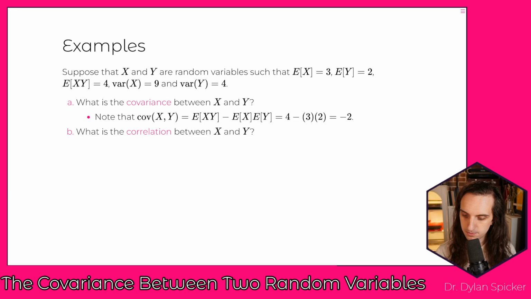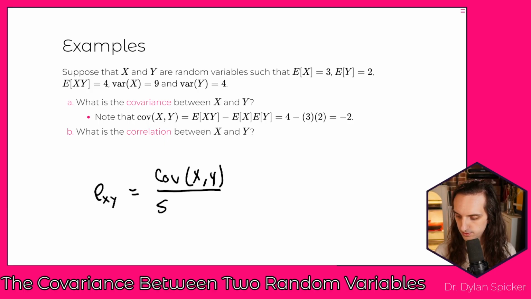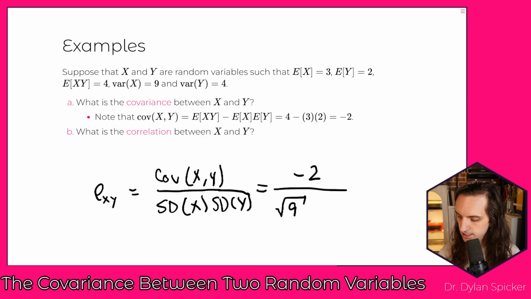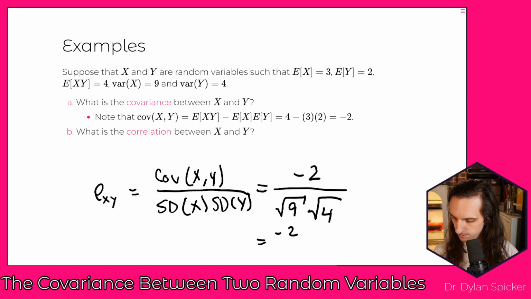Okay? And so we have a covariance of negative 2. Now, what is the correlation between x and y? Right? And so the correlation between x and y, which we could write down as rho with a sub xy if we wanted to, is going to be the covariance between x and y divided by their individual standard deviations. Okay. We found that the covariance in the first part is negative 2, and the standard deviations are going to be given to us by the square roots of the variances, right? So it's going to be the square root of 9 and then the square root of 4. And so that's going to be negative 2 divided by 3 times 2. So that's negative 2 over 6, which is negative 1 over 3.